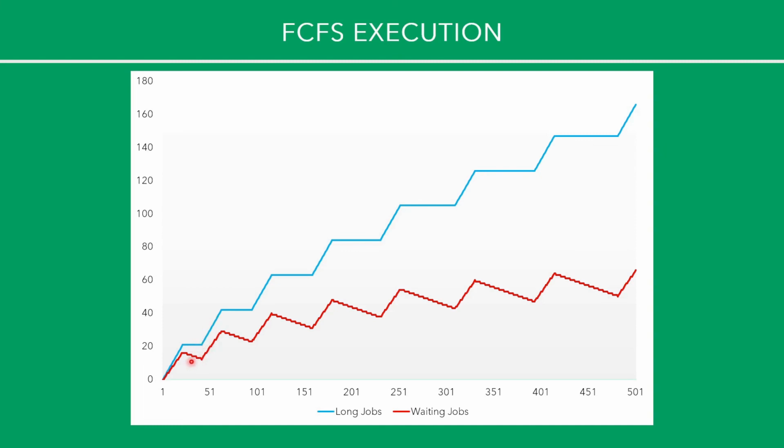Now if you see here, as the amount of waiting jobs increases, the delay between the two long jobs also increases. In this way, the number of waiting jobs reaches an equilibrium around the 40-60 range, and then it stays there.